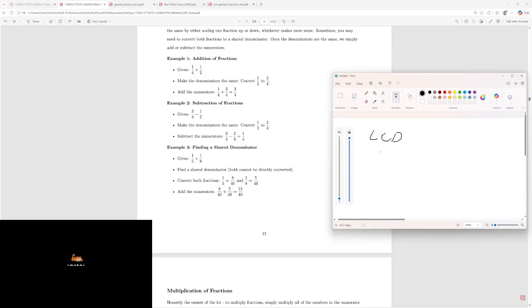So lowest common denominator is essentially the lowest common multiple of both numbers. So yeah, you want the lowest number at the bottom, but it has to be a multiple that both numbers can go into, can be multiplied into.